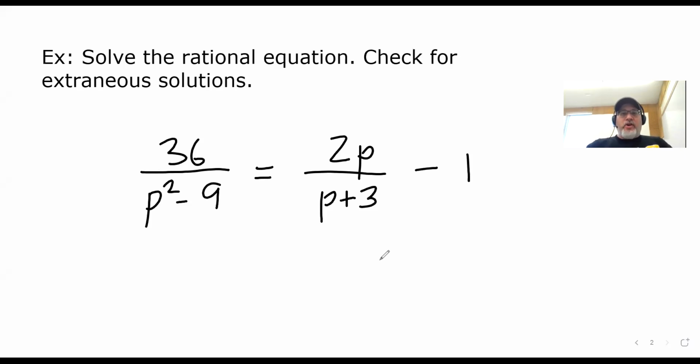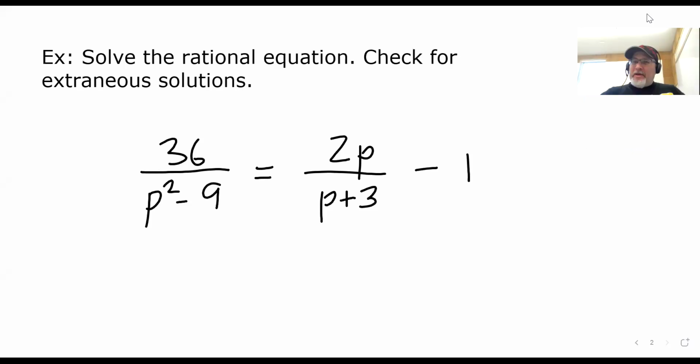Solve the rational equation. Check for extraneous solutions. And what do I mean by that? Well, do you remember when we were doing the previous equations and we determined the restrictions up front? Solutions that can't be solutions because they make a denominator equal to 0. This has something to do with that.